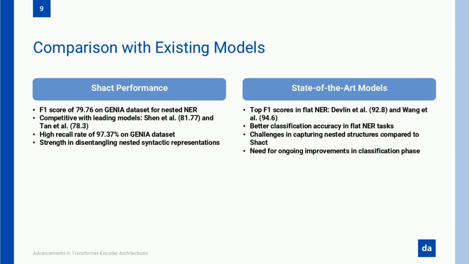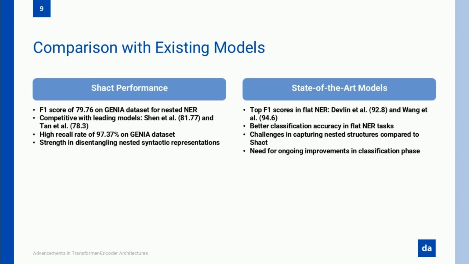With a recall rate of 97.37%, it demonstrated an extraordinary ability to identify relevant spans, setting a benchmark in clustering nested syntactic representations. Yet, when compared to models designed for flat NER tasks, SHACT faced stiff competition. For instance, models like Devlin et al.'s BERT achieved an F1 score of 92.8, and Wang et al.'s work pushed it even further to 94.6. These state-of-the-art models were better tuned for simpler, non-overlapping structures, which gave them an edge in these tasks. SHACT, on the other hand, was designed for complexity, for cases where entities overlap, nest, or exist in hierarchical relationships. This trade-off was intentional, but it came with its own set of challenges.